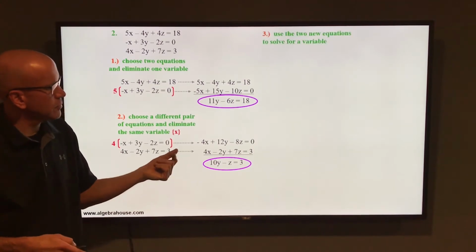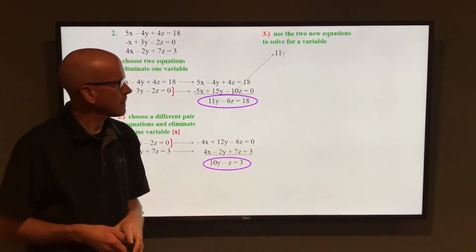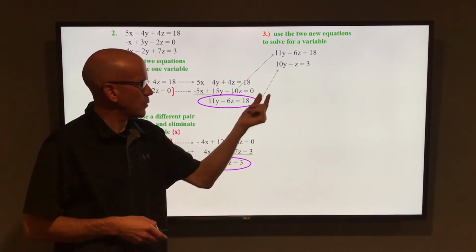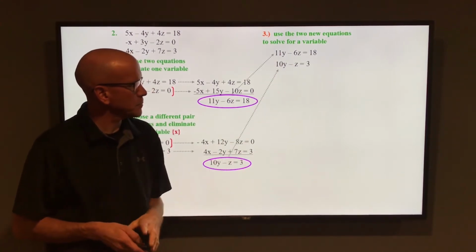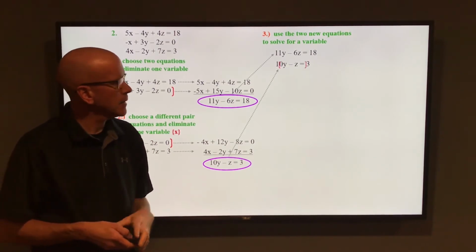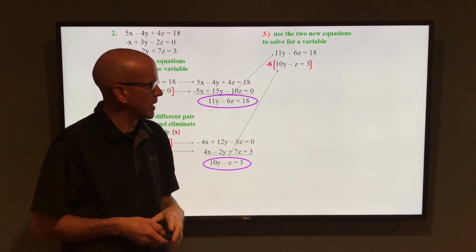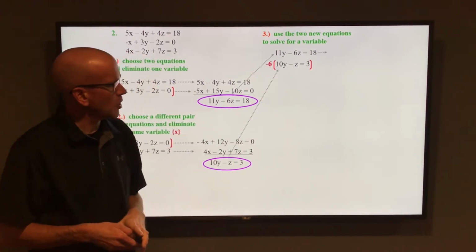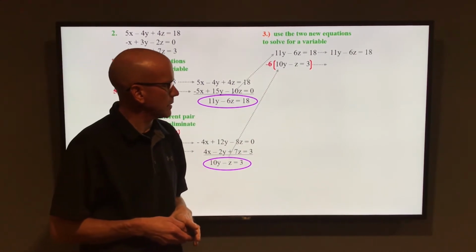So take those two new equations you just have and eliminate one of the variables. And it doesn't matter which variable you eliminate. The z looks pretty easy. The y, to eliminate that, looks a little bit more difficult. But to eliminate the z, I'm going to multiply the bottom by negative 6, so that turns into a positive 6z. Make sure you multiply each term on the bottom by negative 6.